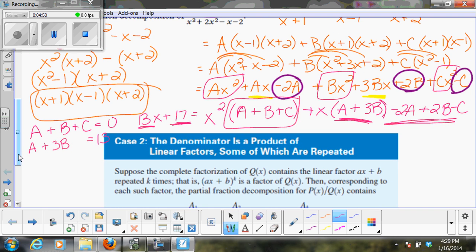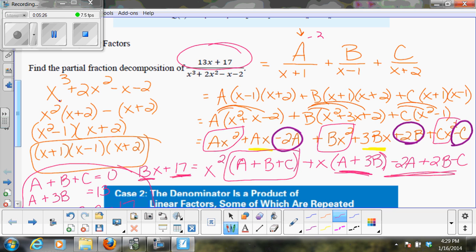Negative 2A plus 2B minus C equals 17. Yeah, that's right. Now you have a matrix again, your system: 3 variables, 3 equations. Solve it just like any other system. When you do your partial fraction, once you get all this work, because it's a lot of work, that part you can do in the calculator. That's fine with me.